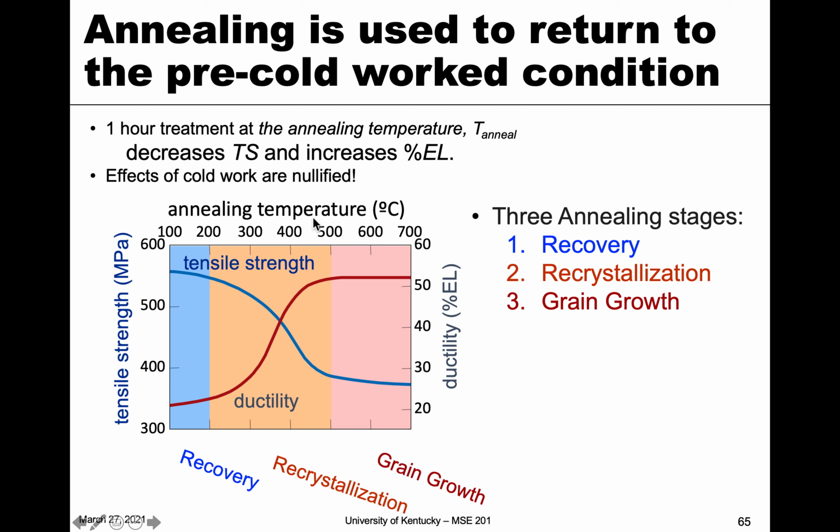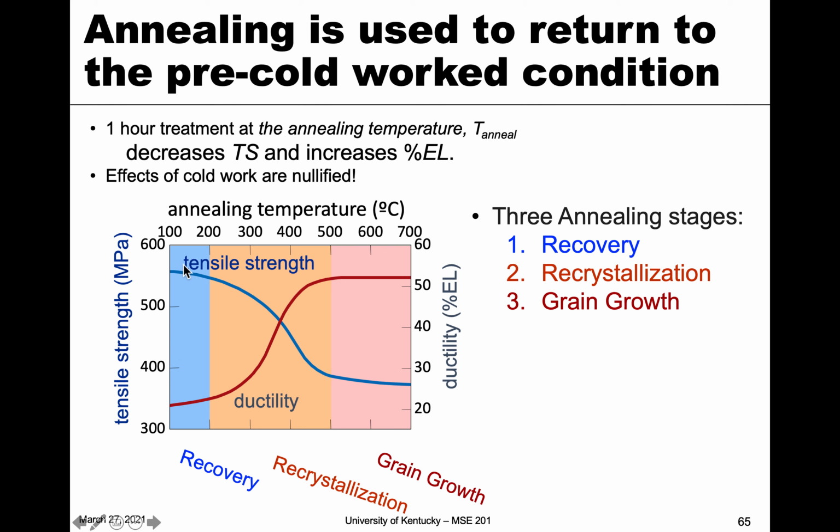And what we see is after the process, the higher temperature we go, the longer we anneal for, the higher the ductility is, this red curve, it increases, and then the strength decreases. So in annealing, we remove strength and gain ductility. That's the point of this process. And within annealing, the three stages can be classified by the different colors: blue, orange, and red.